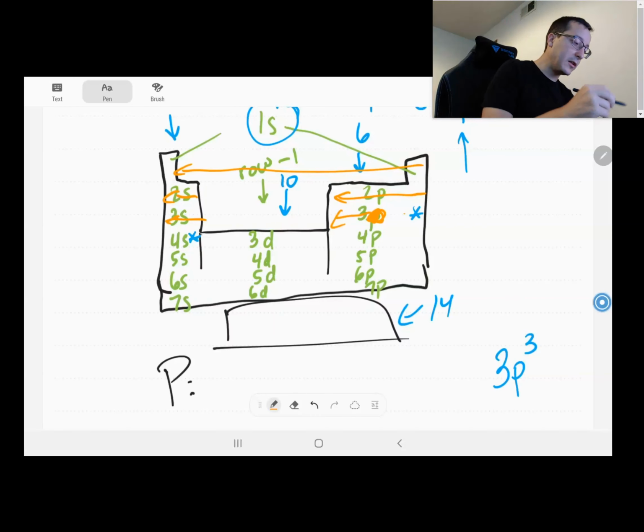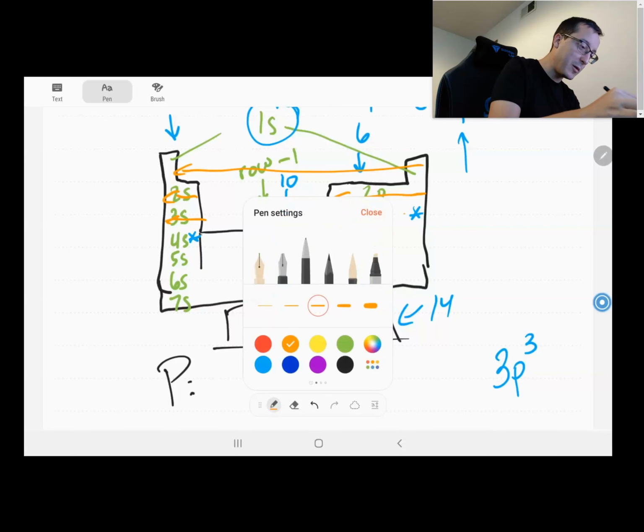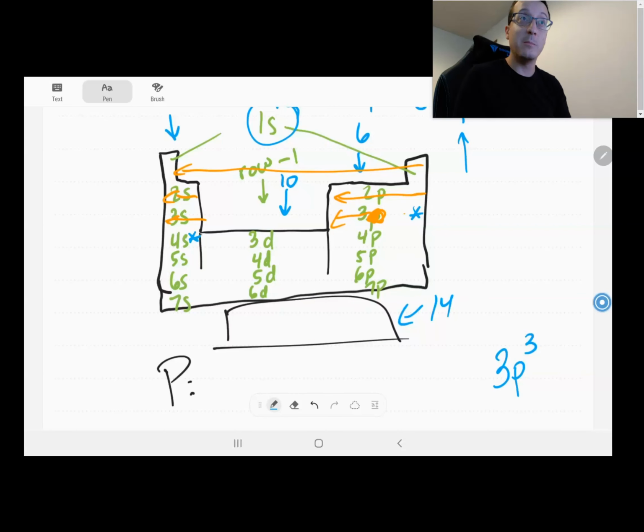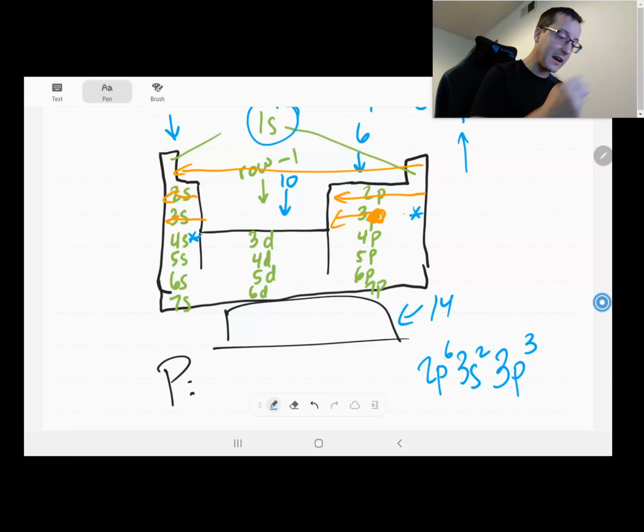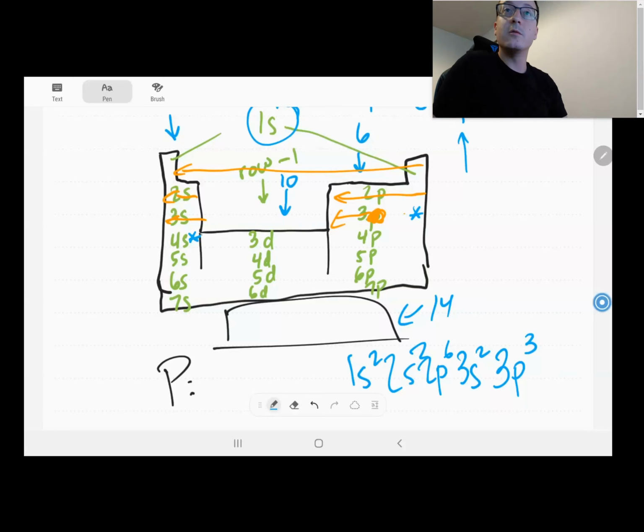All right, so it looks like we still have to take account of 3s. And remember, everything before 3p is going to be completely full. So we're just going to put the maximum number of electrons we can. We know that s can hold 2 electrons. The 2p before that can hold 6. The 2s can hold 2. And the 1s can also hold 2. Yeah, exactly. That's correct, Robert.